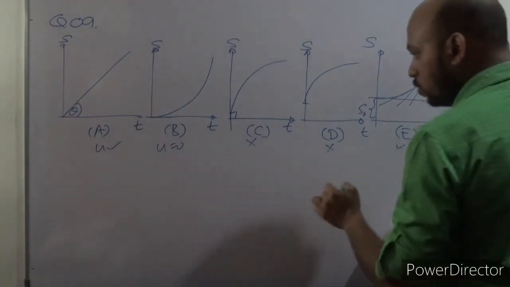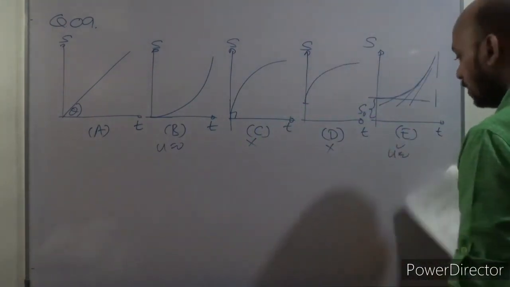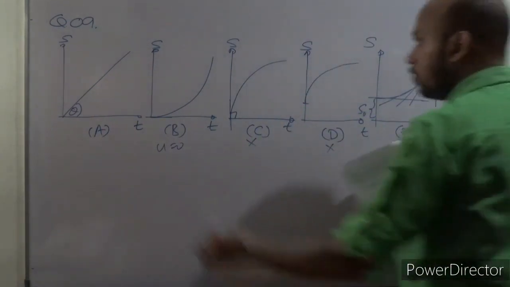So these are the answers. Here u equals 0: B and E, answer 4.